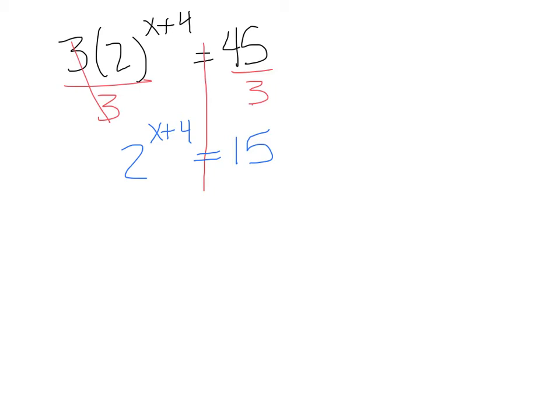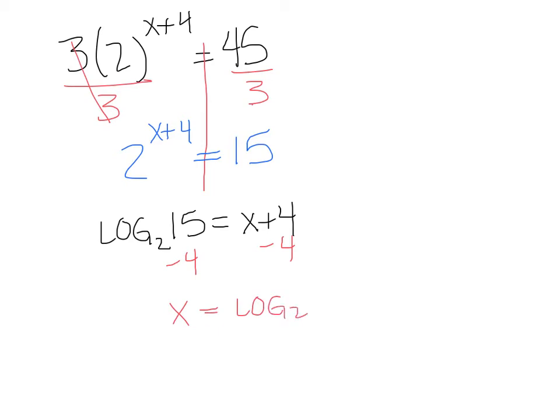Now that the exponential is isolated, we can go ahead and convert to log form. So we are going to have the log base 2 of 15 equals x plus 4. Since the log base 2 isn't one of those special ones, we have to leave it just like this. We can subtract 4 from both sides, and we will end up with x equals the log base 2 of 15 minus 4.